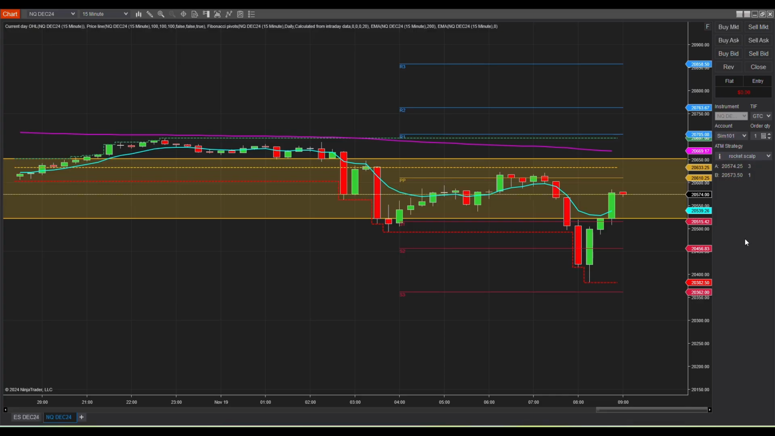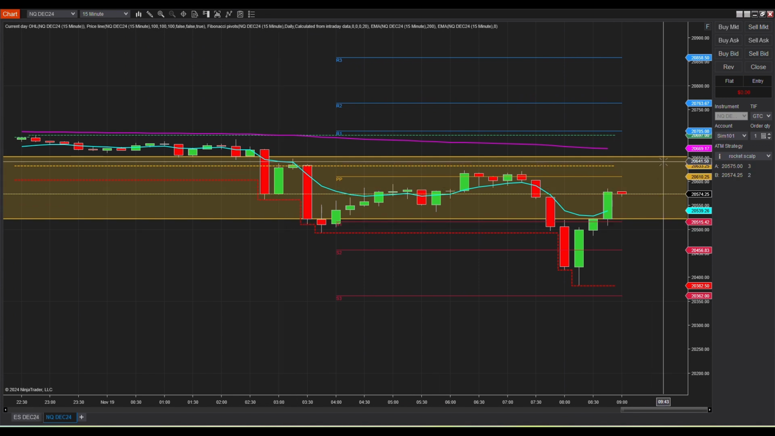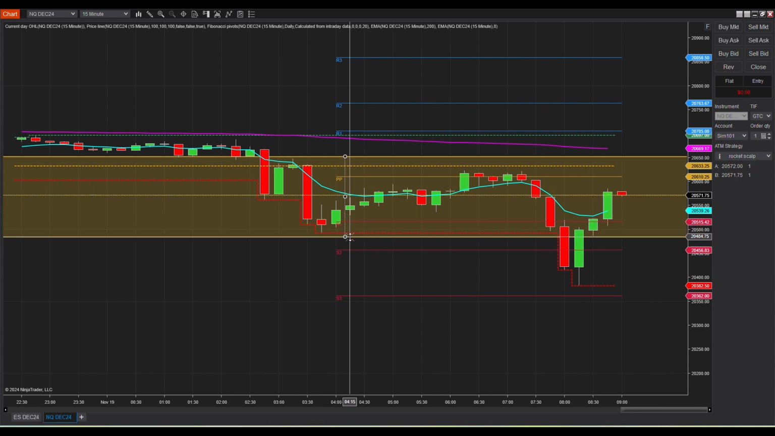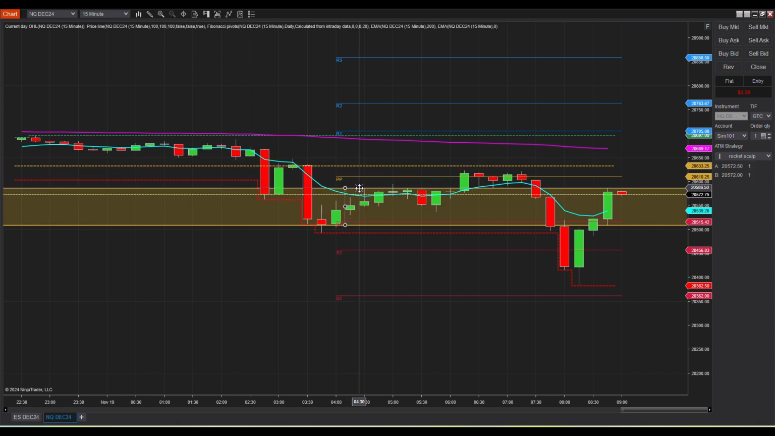It is 8:45. We continue to test this 15-minute open range. As you can see, our 15-minute candle has formed. This range right here is from yesterday, so I'm going to go ahead and adjust this to the 15, which is this candle here. That is our 15 range.